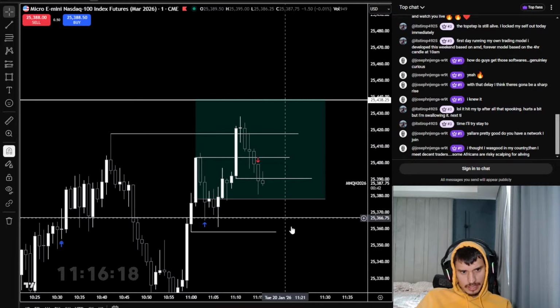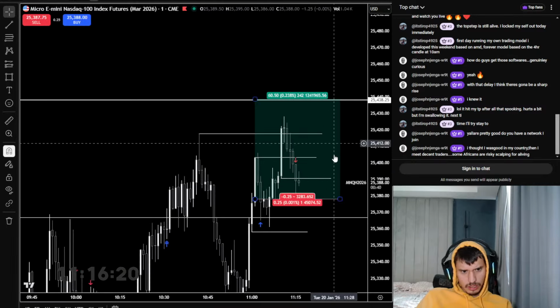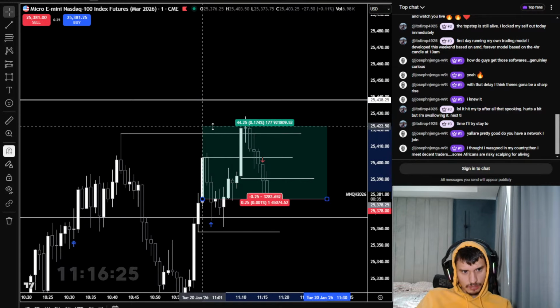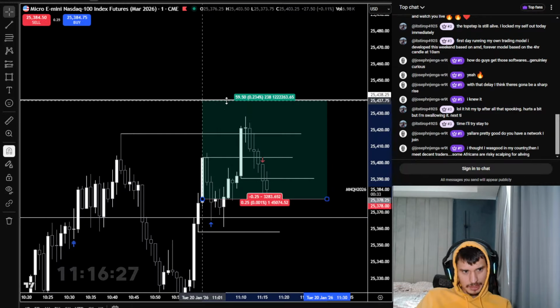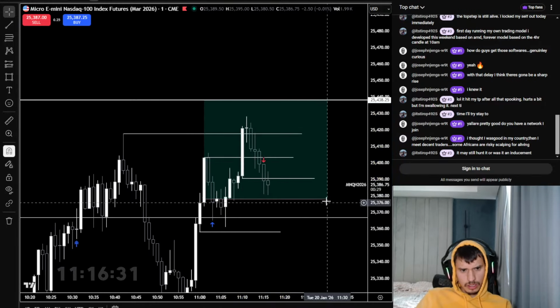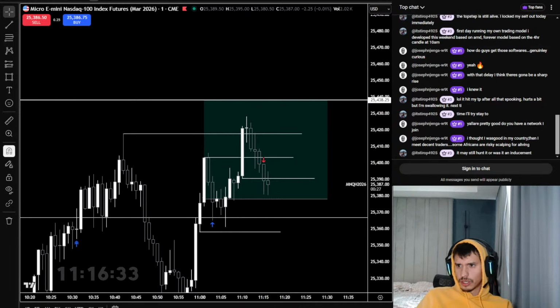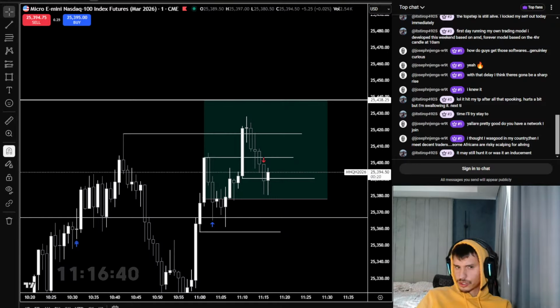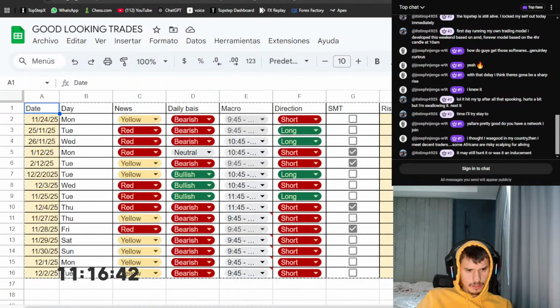Inversing this gap. It was a 60-point move we couldn't capitalize on. Probably low hanging fruit, maybe, but the full draw was here. So what are we gonna do? We're gonna do the same thing. We're gonna copy it, we're going to go to our journal and we're gonna journal it.